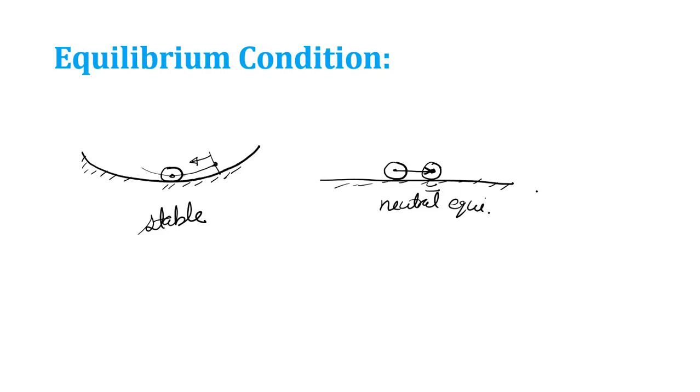The next condition is this. This is the mean position. If I displace it and remove the force, then it continues to move in the opposite direction, away from the mean position. So it will be in an unstable state. That is called an unstable equilibrium. Now we are going to use these concepts to learn the equilibrium condition for a completely submerged body and a partially submerged body.